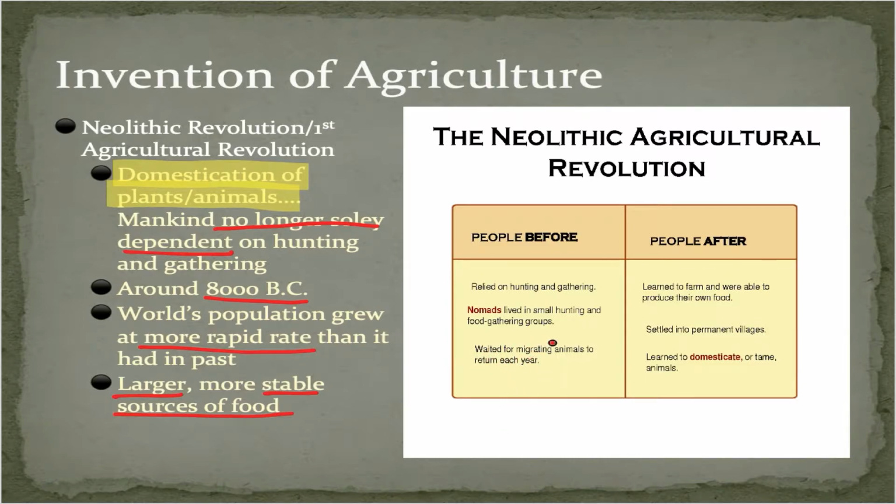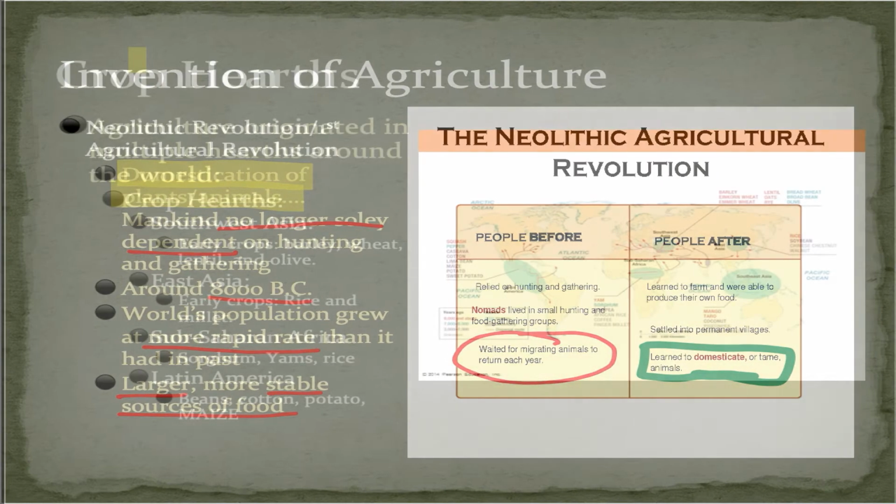For instance, we usually waited for migrating animals to return each year as we moved along because we knew we tracked those periodic movements and couldn't just settle in one place. So instead of keeping track of all these movements, we can simply learn how to domesticate these animals so that it can just become quite easier for us.